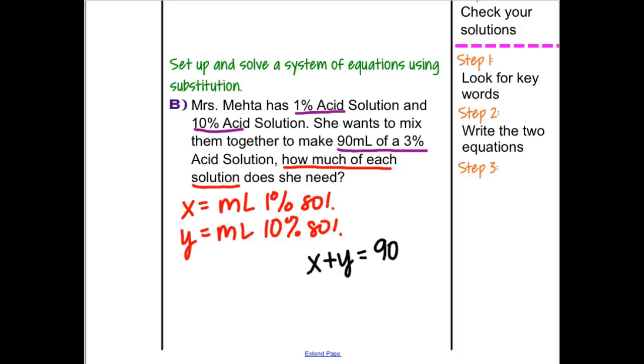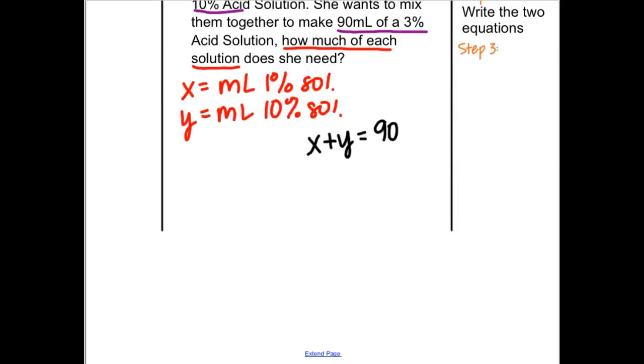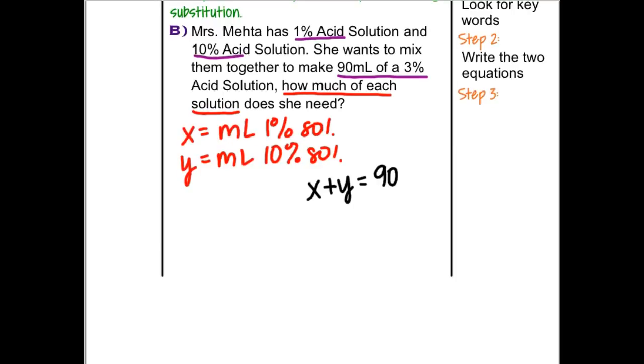Now the second equation is where I need to factor in my percents. If I take percent of a number, I get the real amount. So I take 0.01, which is 1% of x, plus 10%, so 0.1 of y, but I have percent of a number here, so I need to have percent of a number. So I have 3% of 90. You have to have multiples, so we have to have them set together.